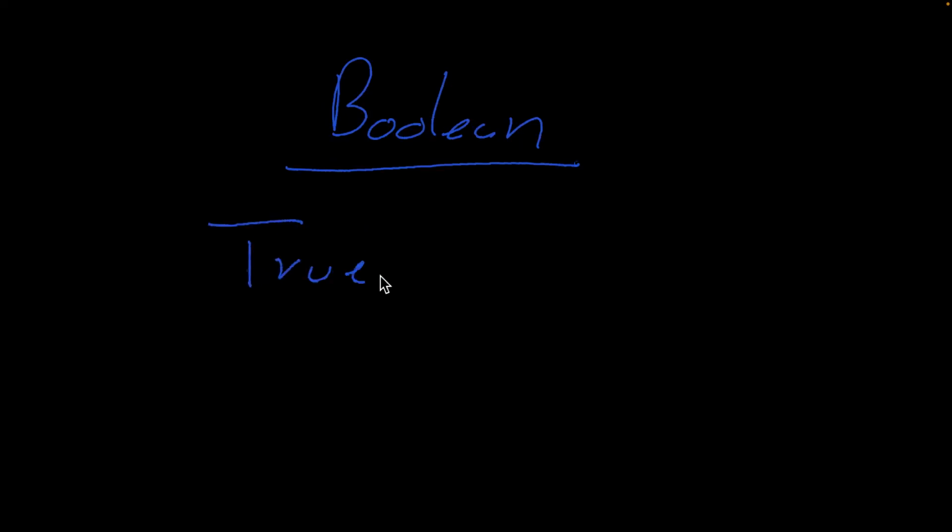A Boolean can only have a value of true or false. Yep, that's it. A Boolean is true or false. That's the type of data a Boolean is. The value is going to be either true or false, right?